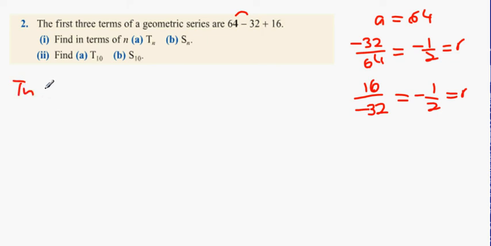Okay. Now find it in terms of tn. The tn is a r to the power of n minus 1, which is going to be 64 multiplied by minus a half to the power of n minus 1. Now, so that's question 2.